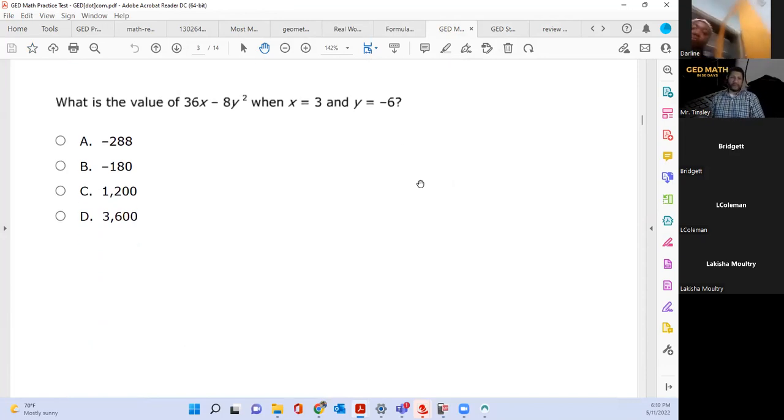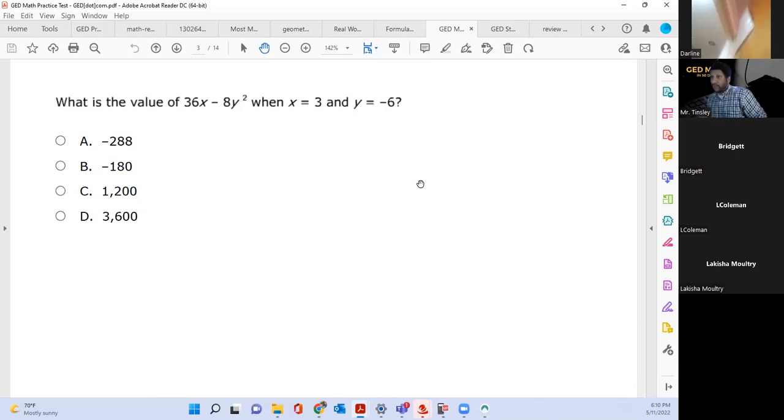Can everyone see that problem? Yes, I can see it on my phone. Okay. What is the value of 36x minus 8y squared when x equals 3 and y is -6? Hold on, Mr. Tinsley. They got 2 variables. Yes. So the GED either likes to use variables a and b or x and y. Those are all the variables I've seen. So you should be able to store each of those variables with the calculator. And you should be able to get this answer.